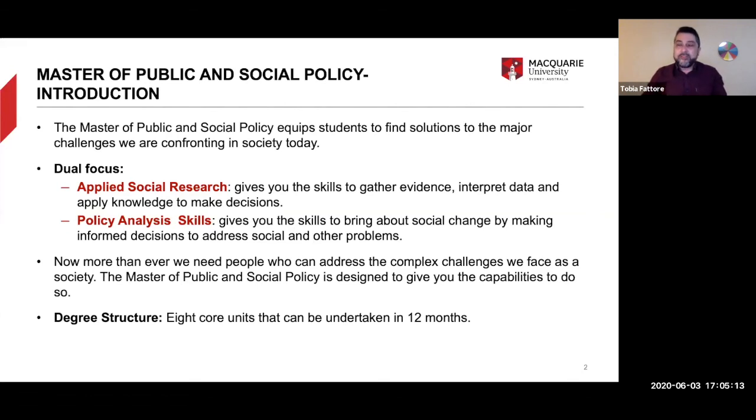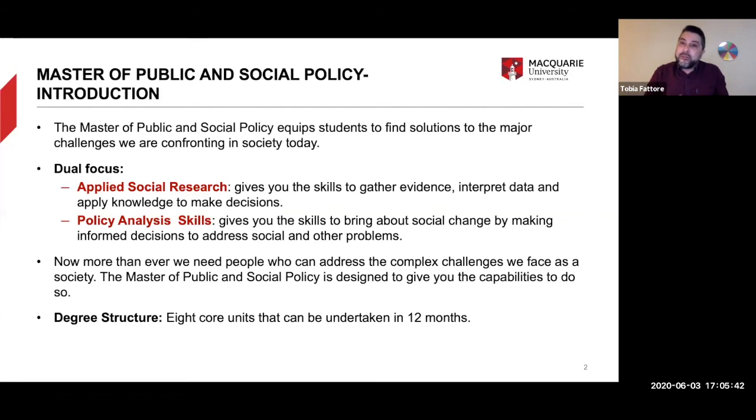So this means that the Masters of Public and Social Policy essentially assists you, through the social research skills, to gather evidence and knowledge and information about the problems that we're confronting. But not only does it do that, through the policy analysis skills, these allow you as a graduate of the degree program to make the best kinds of decisions on the basis of the best available data.